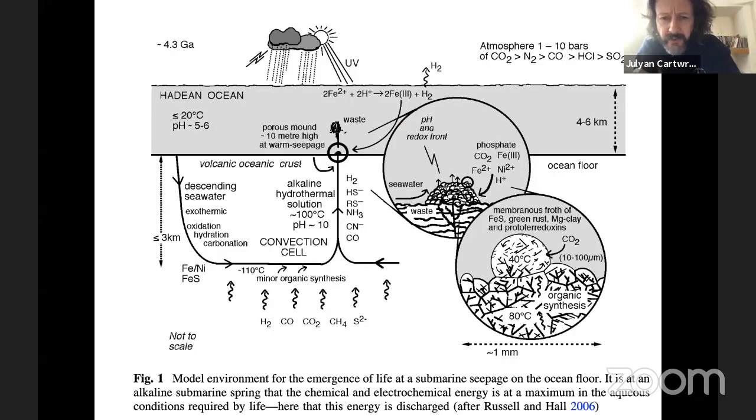So how does this work? This is a summary picture of how the situation might have been on the early Earth. So at the top left, it says we're looking at the Earth about 4.3 billion years ago. The Earth then had a rather different ocean chemistry than it does today, and atmospheric chemistry. So there was no oxygen, there was an atmosphere of 1 to 10 bar, plenty of CO2, etc.